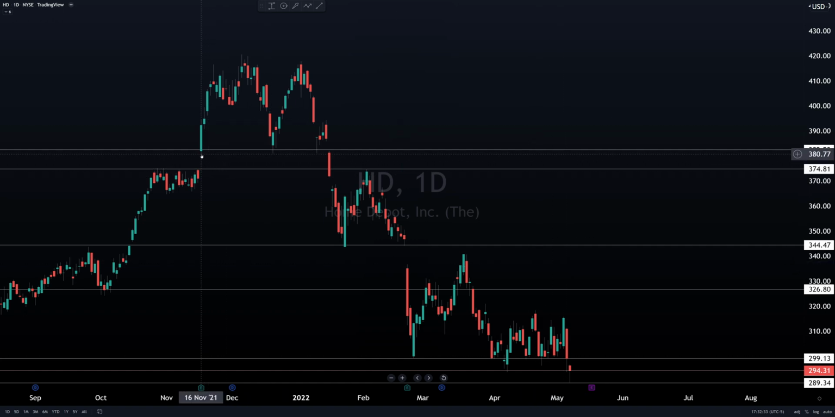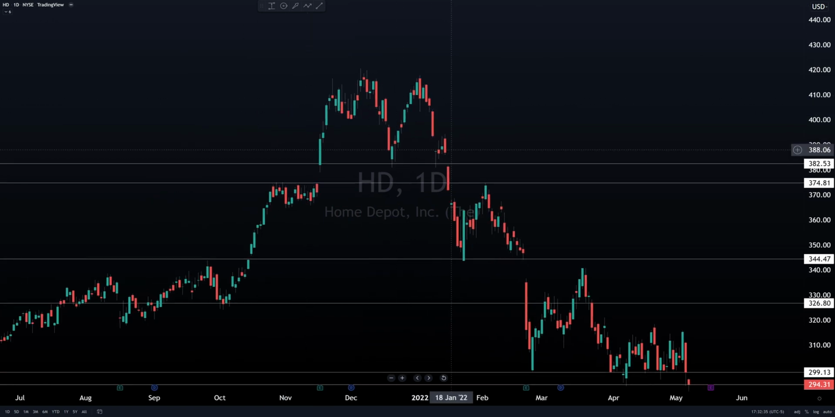Okay, so let's continue up and then we'll work our way back down. Okay, so next thing, is this an area of interest? Yeah, it is. Is it a big level?